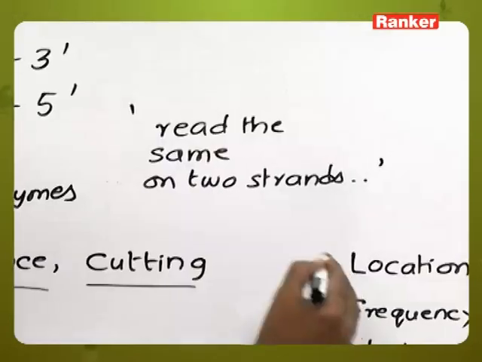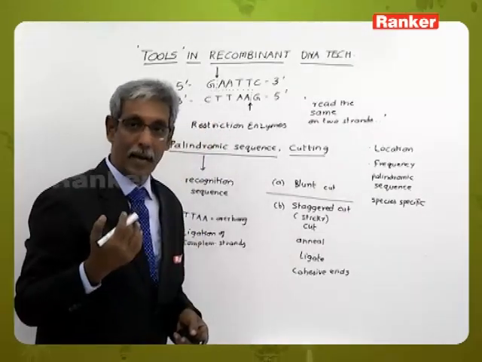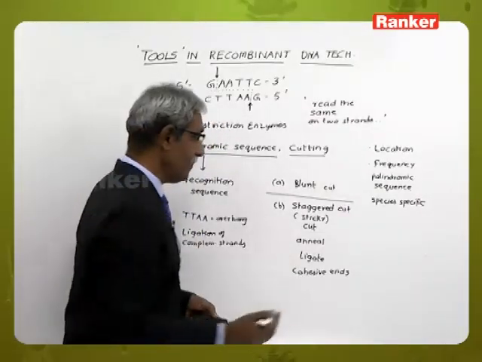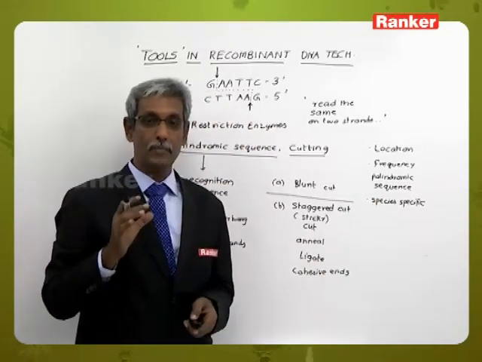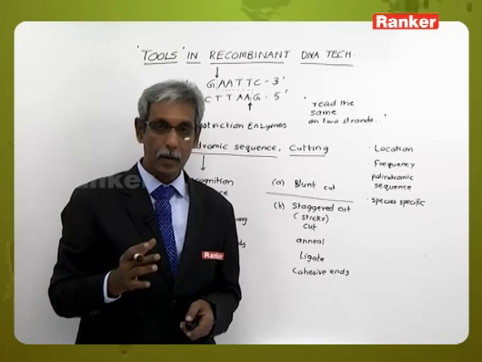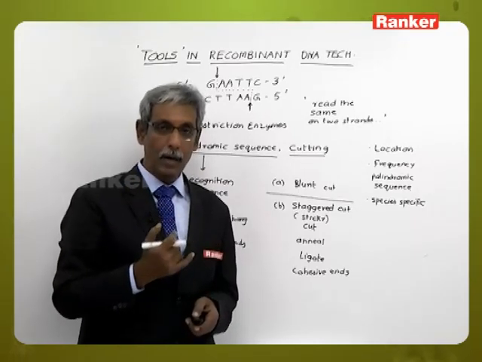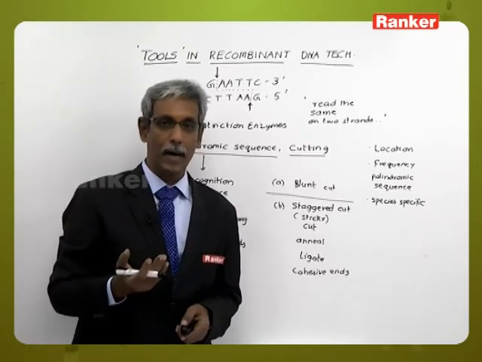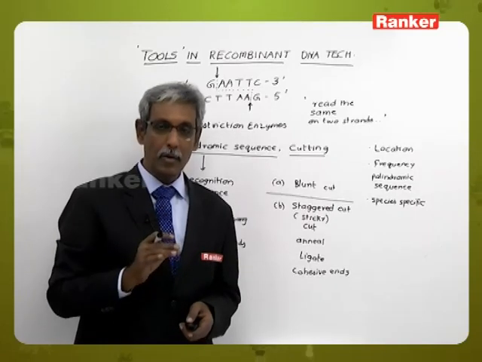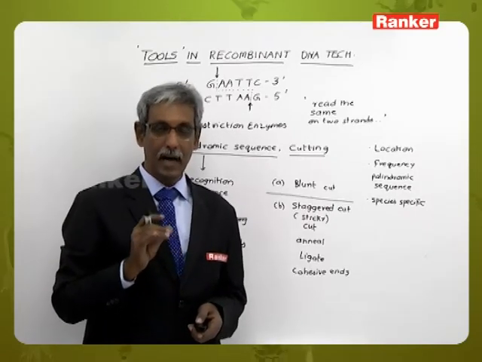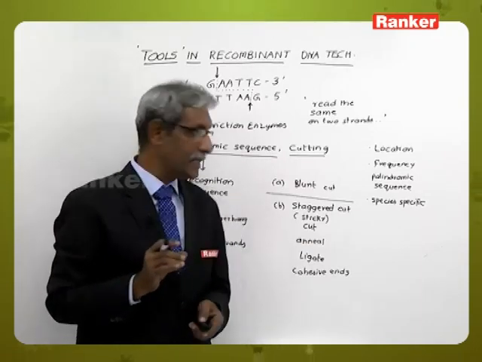The location of the palindromic sequence and the frequency of its occurrence, the number of times it occurs, is species specific. It is specific for a species of bacterium or microorganism. So if you take Escherichia coli, or Erwinia carotovora, or Streptomyces, in each of these strains, the palindromic sequences present on the DNA are specific sequences which are in turn recognized by restriction enzymes.